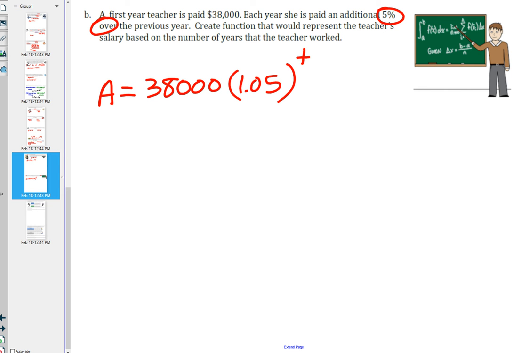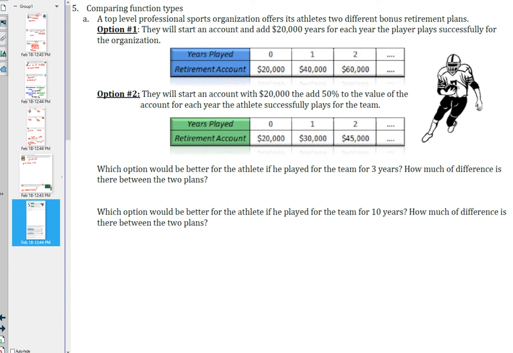Any questions there? I just think maybe we'll check the chance of finishing this one very fast. Comparing function types. A top level professional sports organization offers its athletes two different bonus retirement plans. In option one, they will start an account and add $20,000 per year for each year the player plays successfully in the organization. And option two is they will start an account with $20,000 and add 50% to the value of the account for each year that they play. So, and you can see that kind of model there for you in the chart.